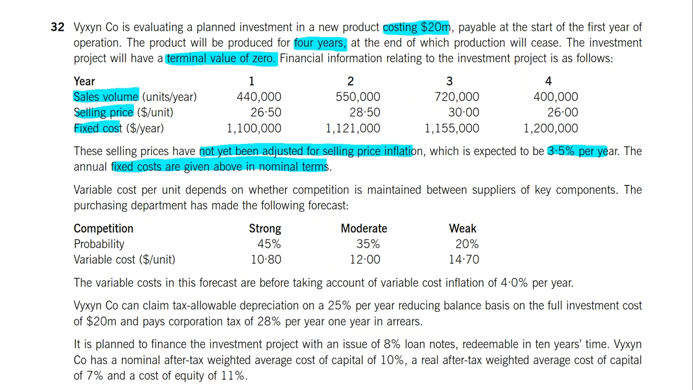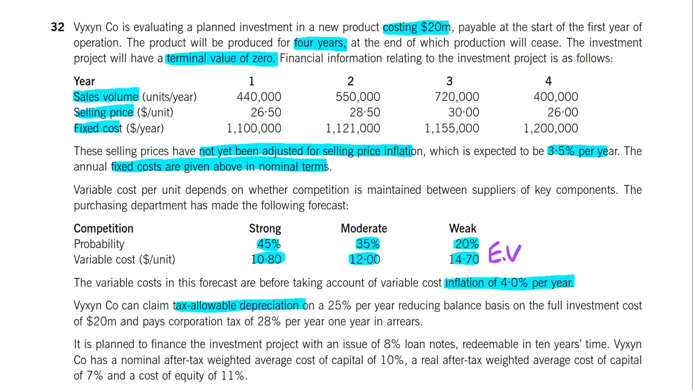Variable cost depends on whether competition is maintained, so they've given us probabilities here for variable cost and what the variable cost will be. Now that means we are going to need to do expected values for that, because we need to use one of those numbers. We can't choose which, and we'll have to use expected values. And then also there's going to be variable cost inflation of 4%. So a little bit of a complication there that we'll have to deal with.